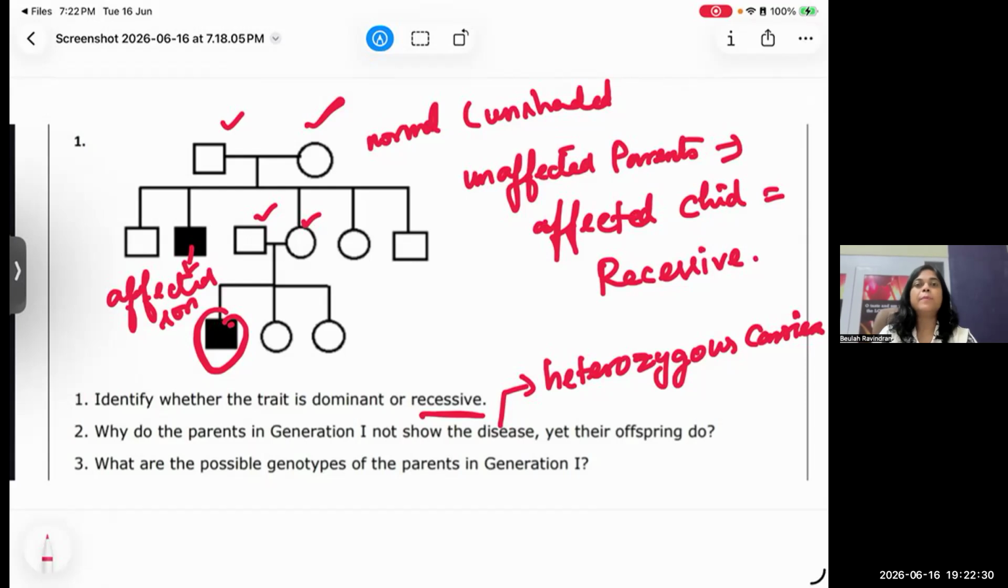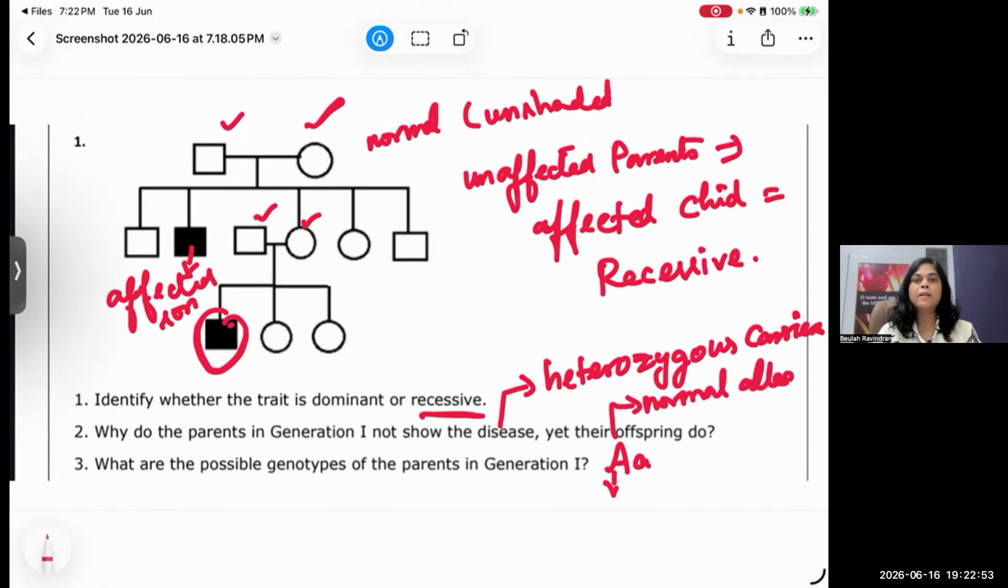Then what are the possible genotypes of the parents in generation 1? That is the next question. We know both parents must be heterozygous, that is A, small a, like this. So let capital A be the normal allele. This one is the normal allele. And small a represents the recessive, disease-causing allele.